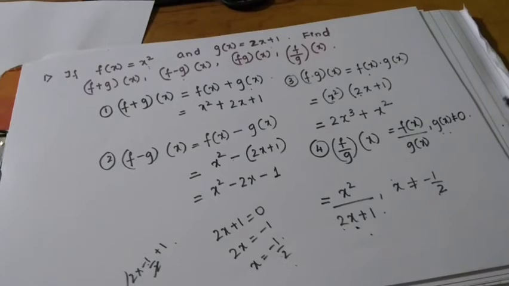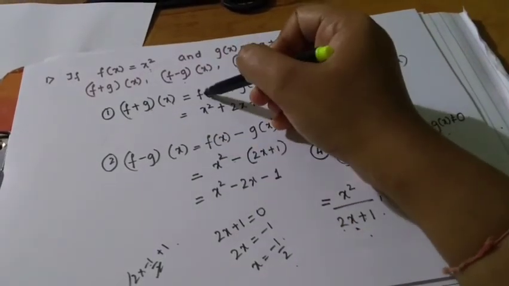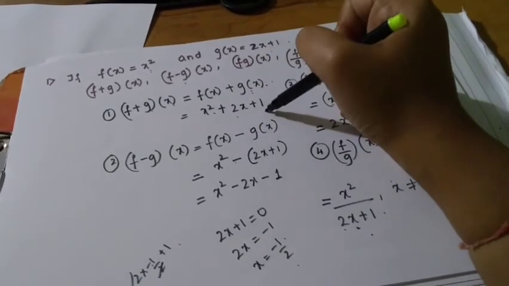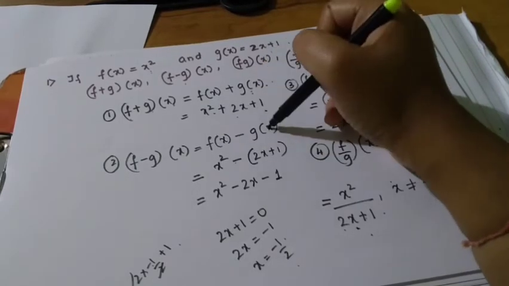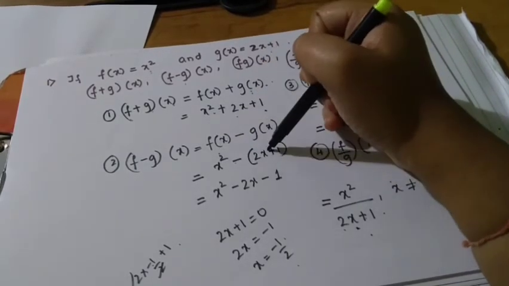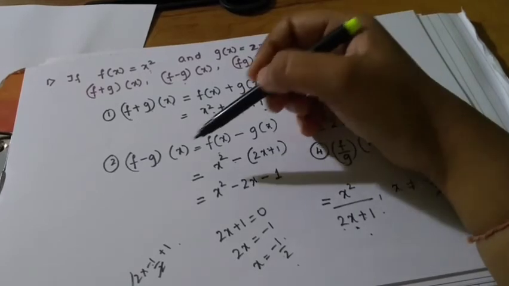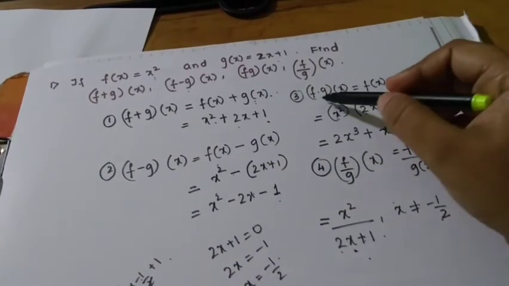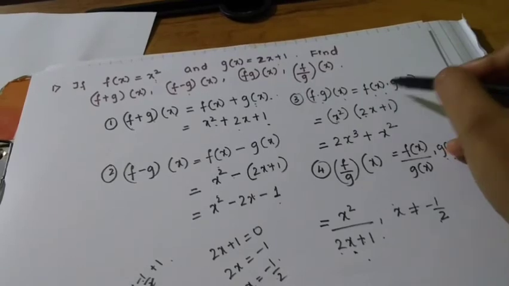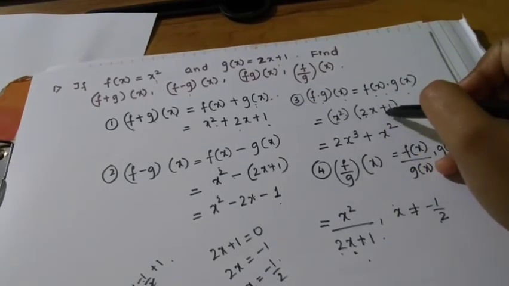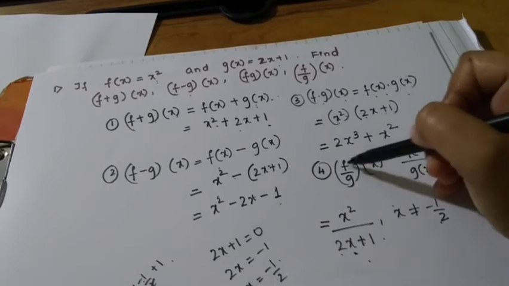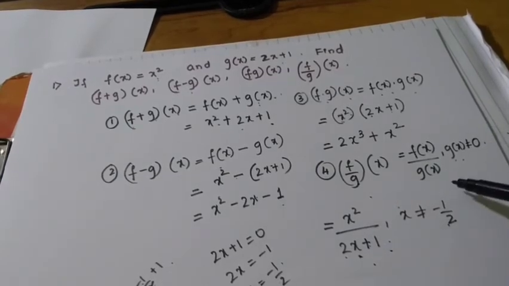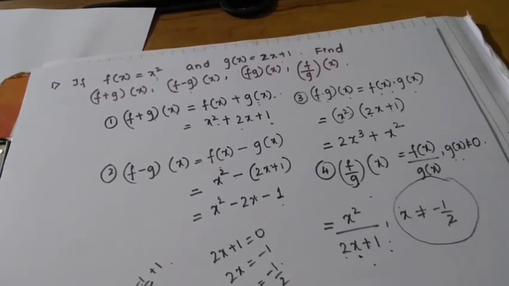So what you have to write: f plus g of x is equal to f of x plus g of x. What is f of x? x square. What is g of x? 2x plus 1. Next, f of x minus g of x, that is x square minus 2x minus 1. Next one, we have seen f into g of x is equal to f of x into g of x. So x square into 2x plus 1. f divided by g is f of x divided by g of x. For this you have to write one additional condition, what x value should not be.